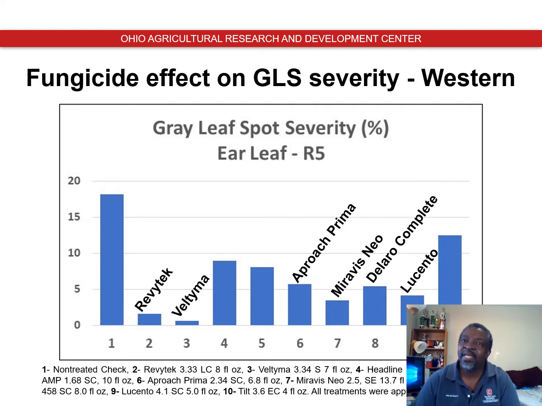We collected disease information, and then we asked the question, how effective are these fungicides against gray leaf spot? The lower the bar, the more effective the fungicide is, and I've labeled a couple of these fungicides: Revytek, Veltyma, Approach Prima, Miravis Neo, Delaro Complete, and Lucento were among the most effective. But all of these fungicides reduced disease levels compared to the check. Even number 10, which is Tilt, did reduce disease levels compared to the check. But the most effective ones were the ones with the labels next to them.